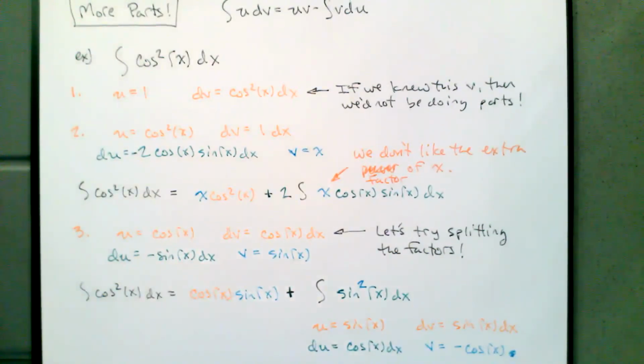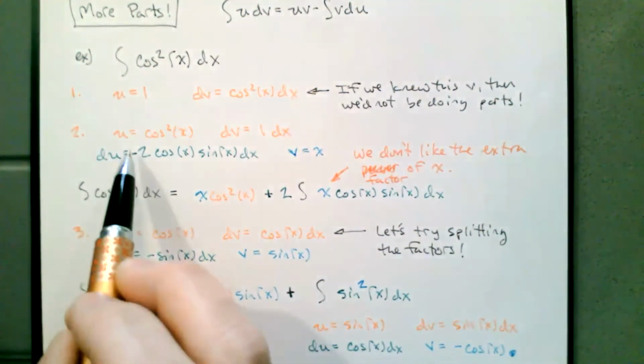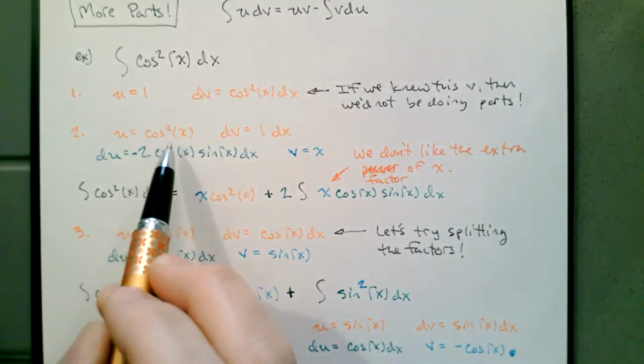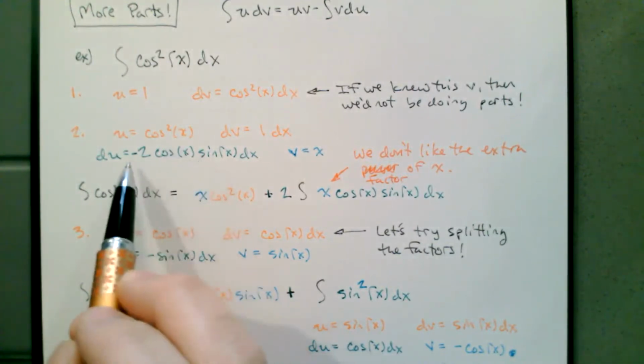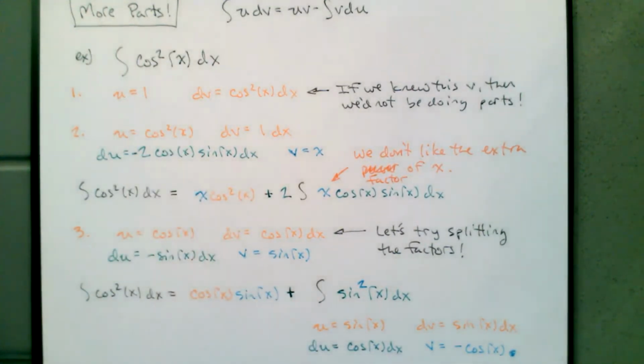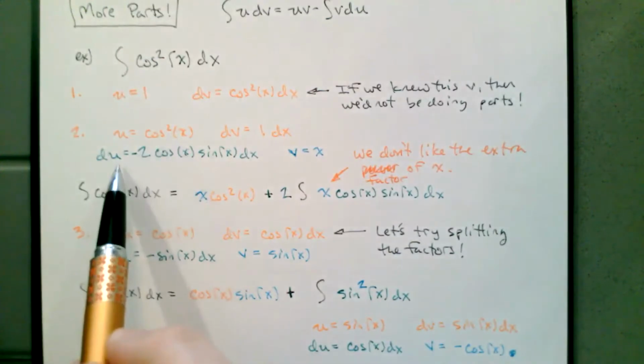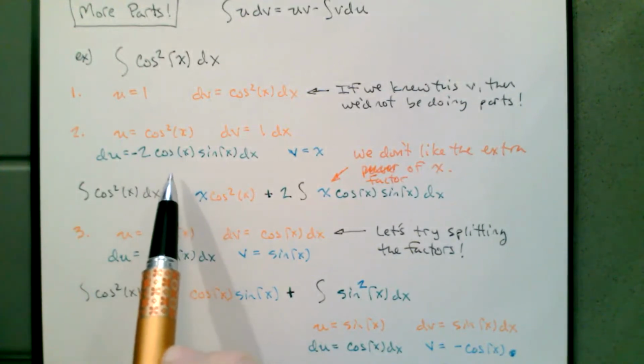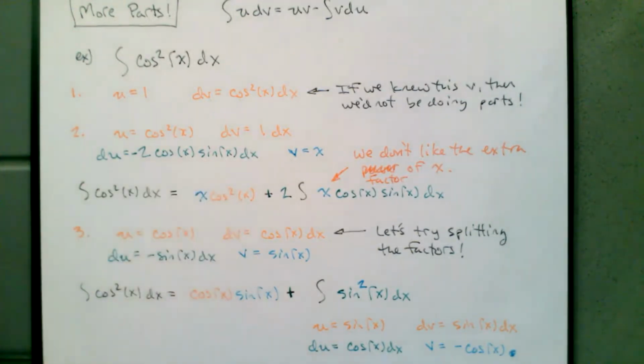Could you explain number two, Professor Lee? In number two, we have u as cosine x, and how did you get to the derivative, du, negative 2? So in number two, u is cosine squared x. So the derivative of cosine squared is 2 cosine to the first times the derivative of cosine, which is negative sine x. Can you repeat that again, please? U is cosine squared. So the derivative is 2 cosine to the first, times the derivative of cosine, which is negative sine.